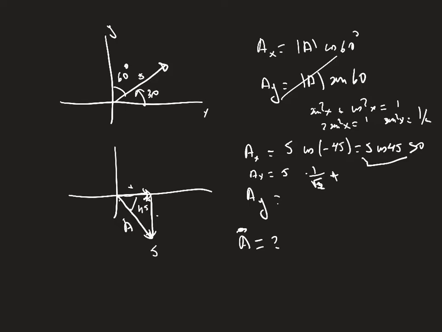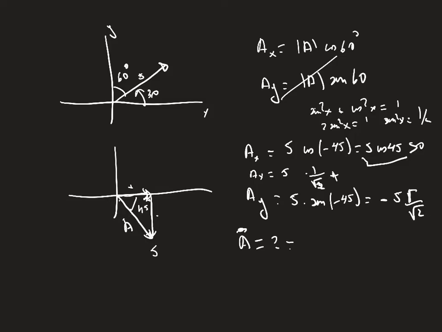And AY will be 5 times sine of what? Of 45 or minus 45? Minus 45, of course, I have told you. But the sine of minus 45 is minus 1 over the square root of 2. So what is the vector A?